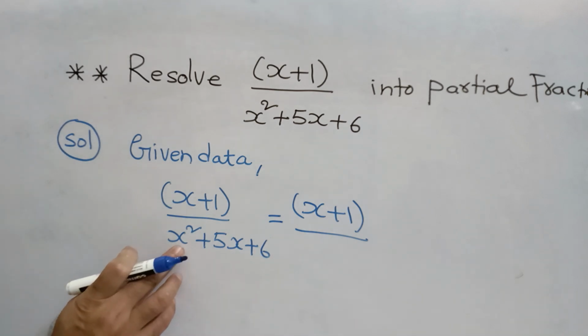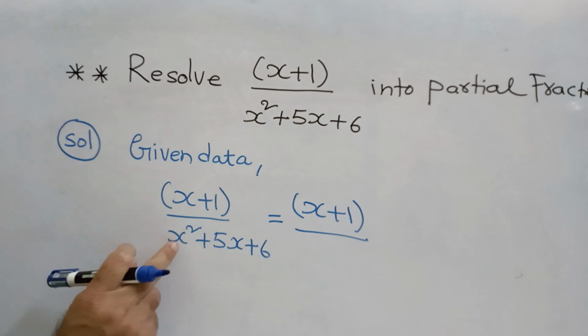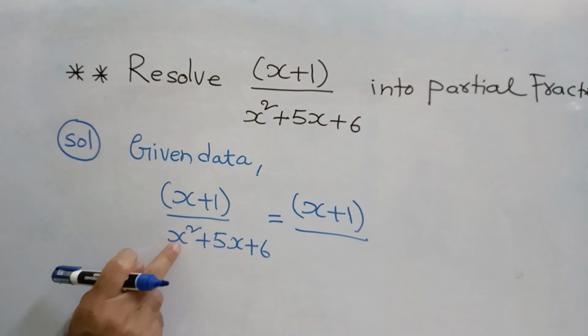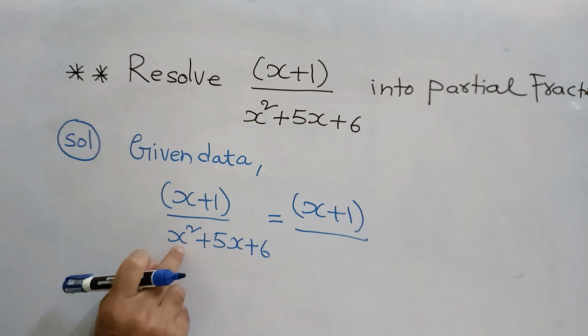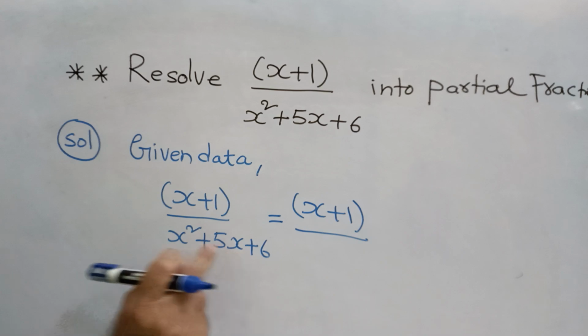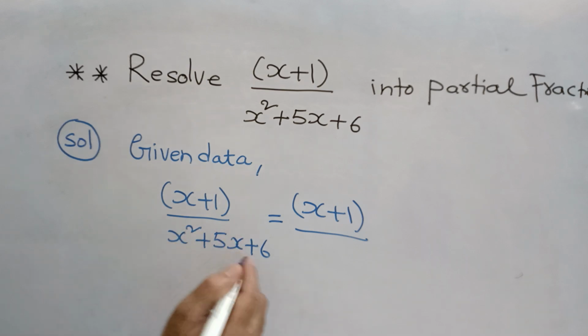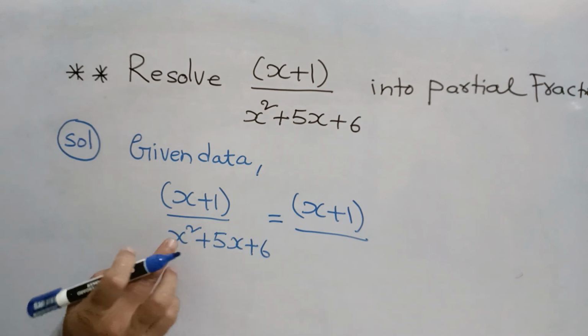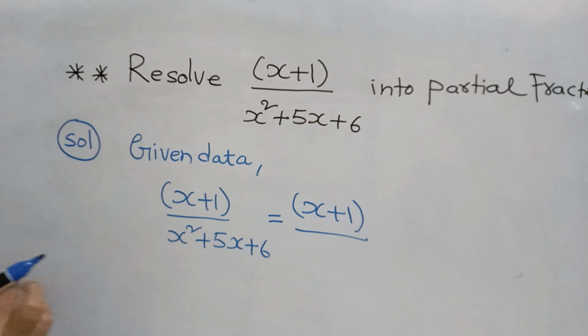See the denominator part, it is a second order equation. It is x square plus 5x plus 6. So what is the highest power? This is the expression in terms of x, where x has the power 2, then x power 1, then x power 0. So what is the highest power of x? It is 2. Therefore it is a second order equation, right?